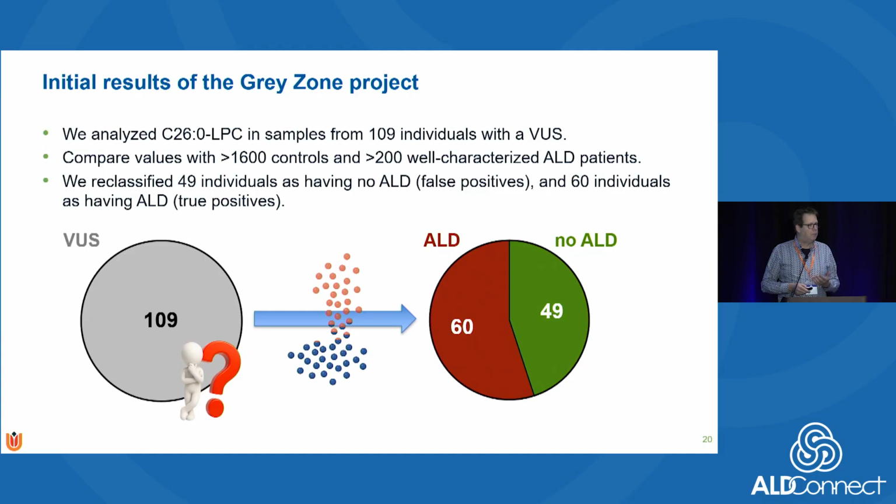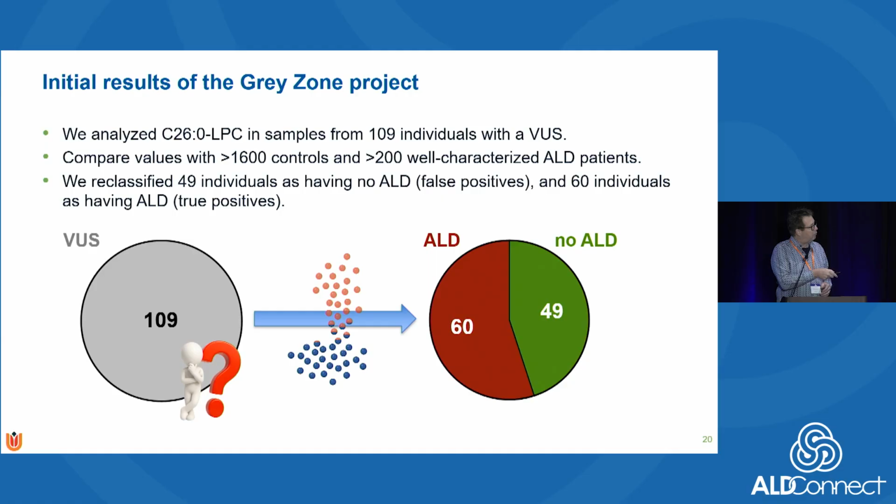The diagnostic lab measures C20 lyso-PC, and we've done it for 109 individuals with a VUS, and the levels are compared to the results. Currently we have 1,600 controls, but this is growing every day because the diagnostic lab does this test not only for ALD, but also for other conditions on a daily basis. So we have a growing number of controls.